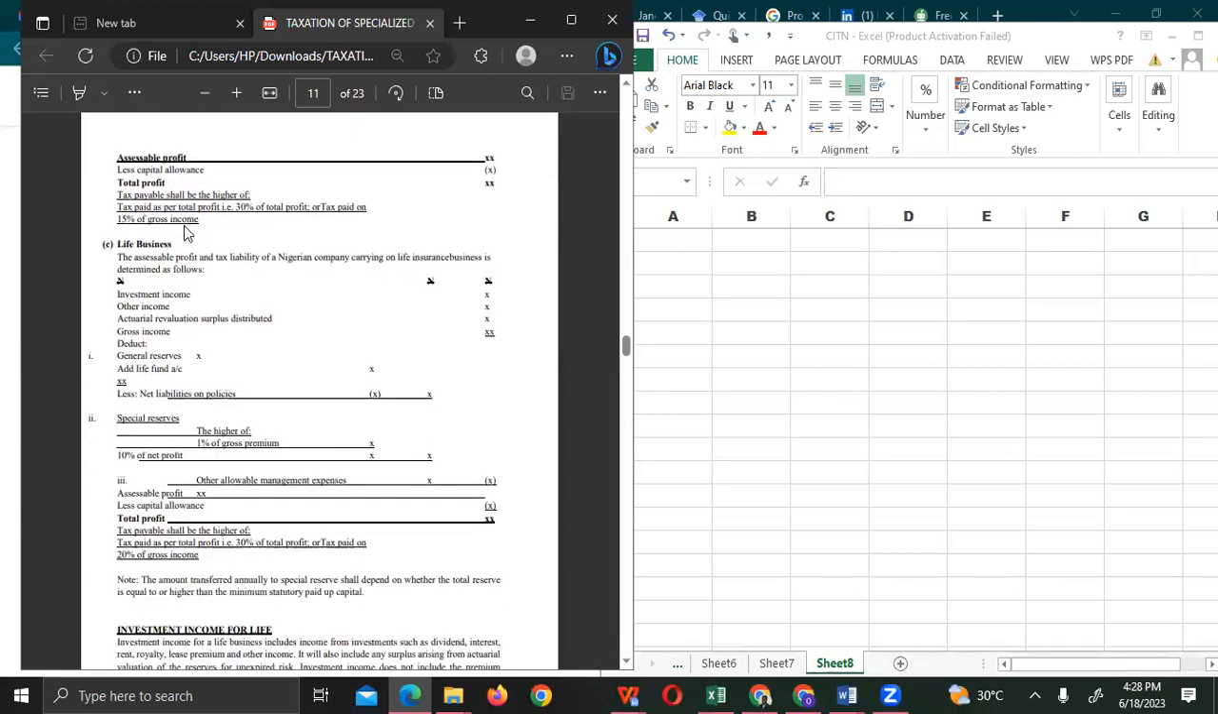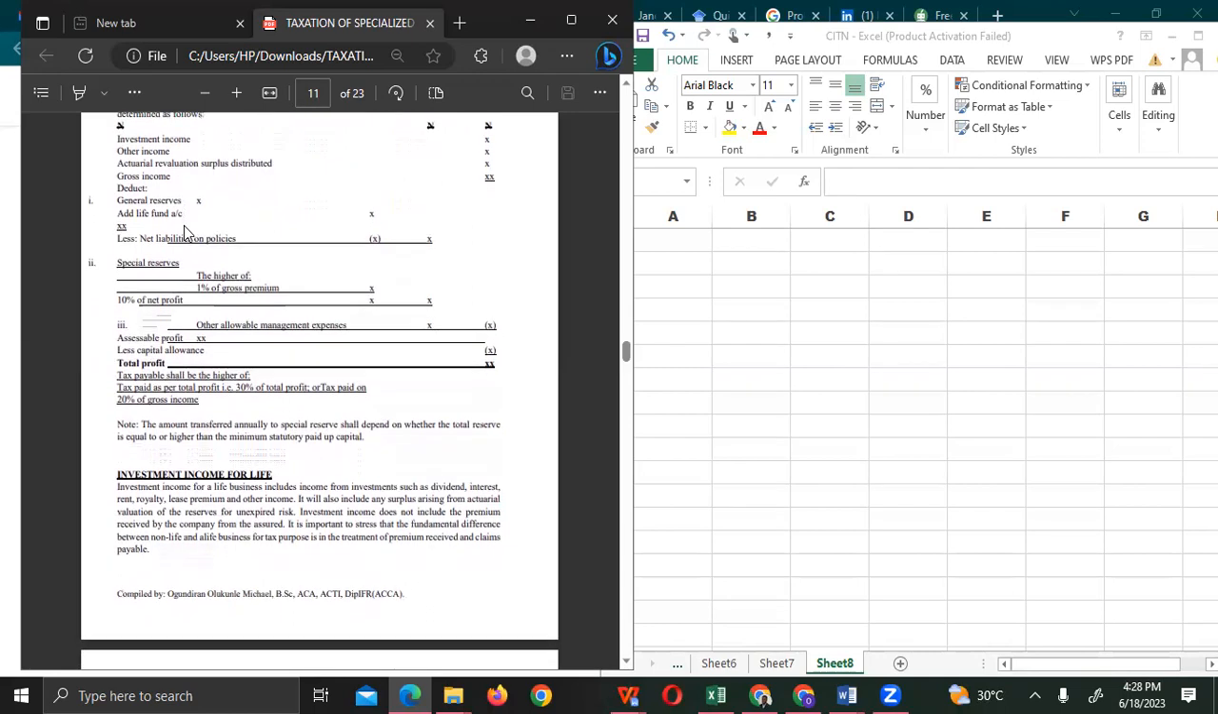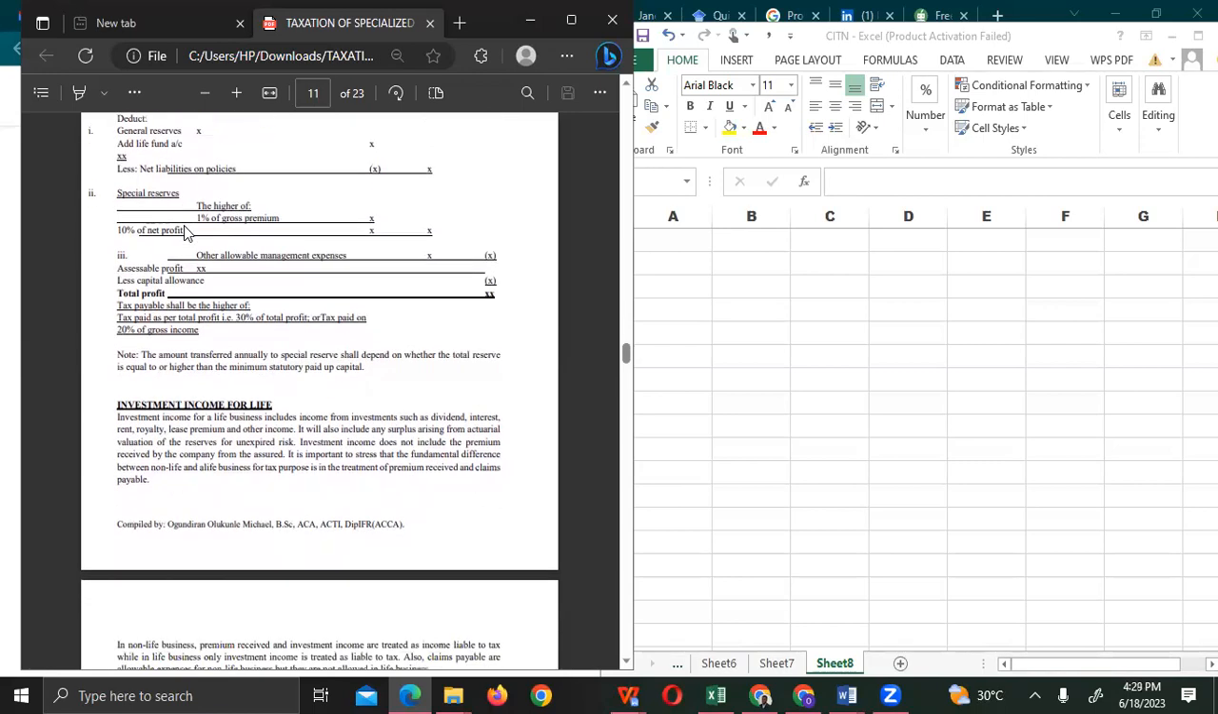Then life business also, you have your investment income. Then actuarial evaluation surplus distributed, you add that to it, then you get your gross income. Then you deduct the general reserve. Then you add back your life fund account. Then you less your net liabilities on policies. Then you now check your special reserve, which is the higher of 1% of gross premium or 10% of net profit. You also deduct management expenses. You have a total profit. And the tax liability will be either 10%, 30% of gross total profit, I mean, or 20% of gross income. That's tax paid of gross income.